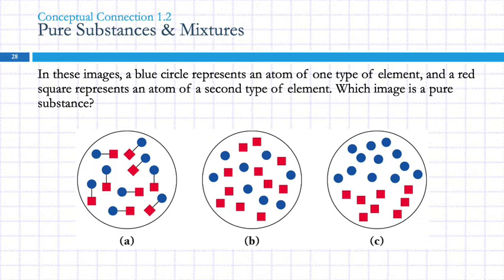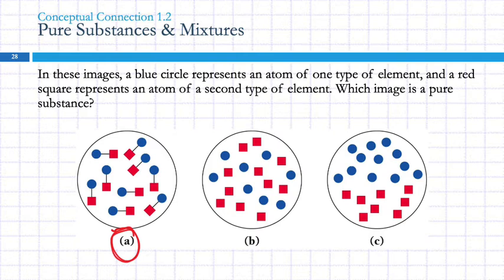In a pure substance, the composition is the same. Doesn't have a variable composition. A is going to be our pure substance, because each of these, they'd be molecules, I guess, is a blue circle and a red square. A blue circle and a red square. They're all the same. Whereas over here, we have individual blue circles and individual red squares, and also over here. So B and C would be considered mixtures.